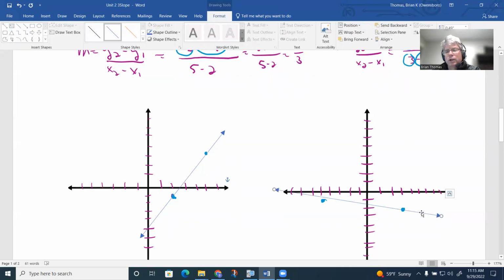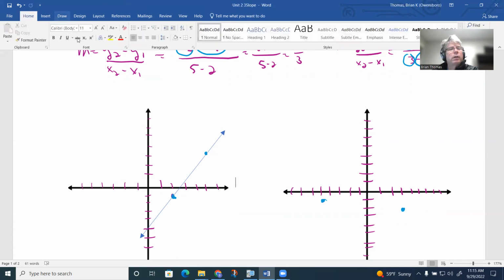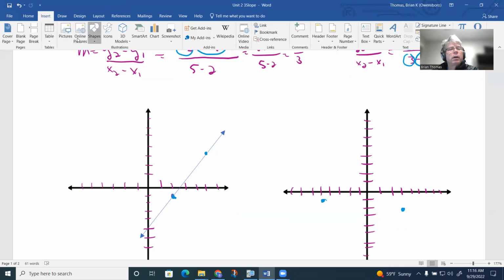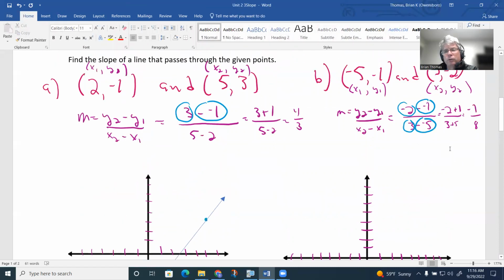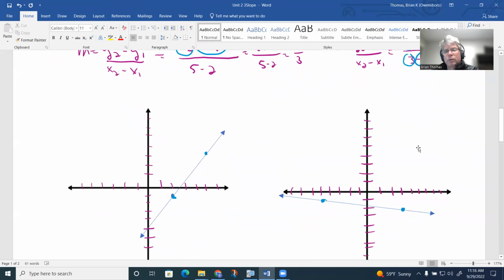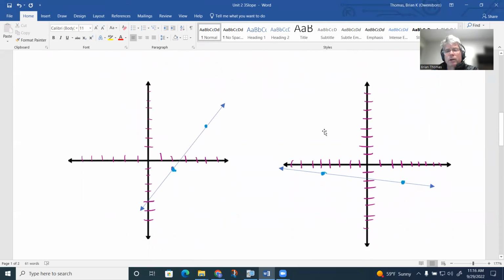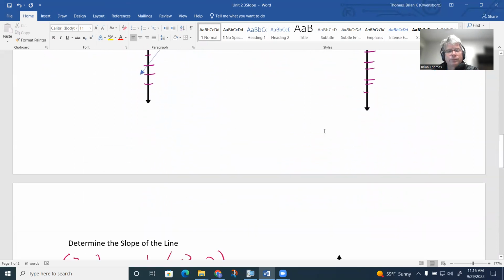kind of see it. It's not great. I'm gonna try to do that again. That's a little bit better. So that looks much better. And since our slope was a -1/8, our graph should be going downward, and it is. So we're in good shape there with our graph.